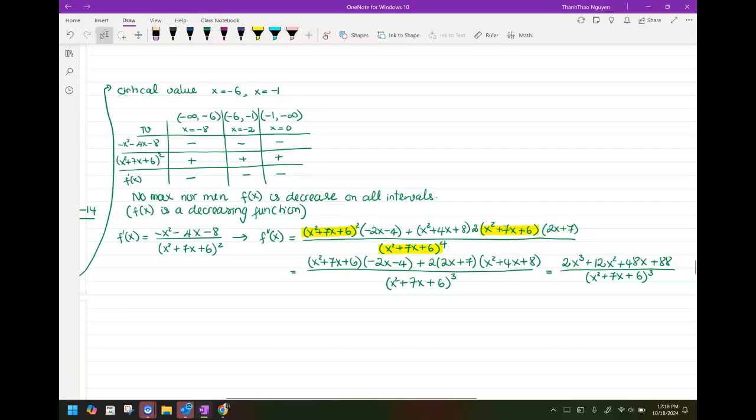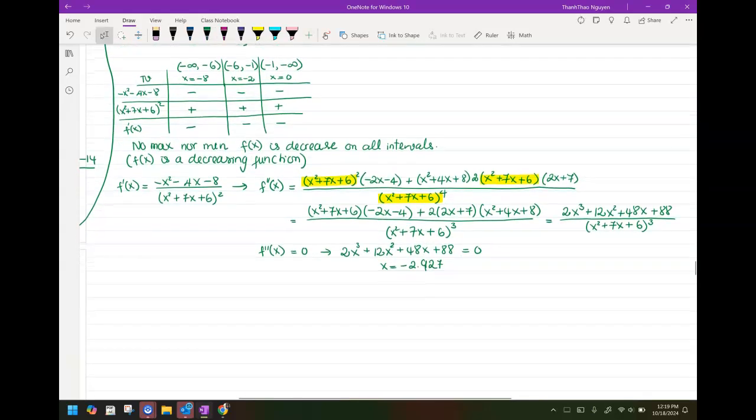To find the inflection point, I let f double prime of x equal 0. This means we take 2x cubed plus 12x squared plus 48x plus 88 and set this equal to 0. Now to find this zero, this function is not easy to factor. So what I did was I plugged this into a graphing calculator and got x equal to negative 2.927. That's about that.